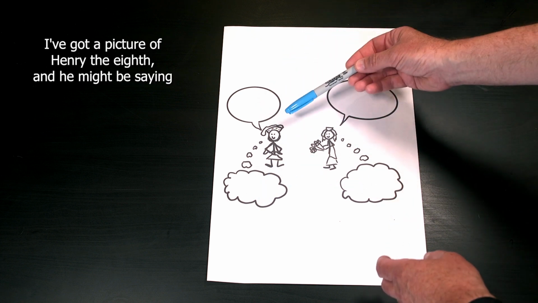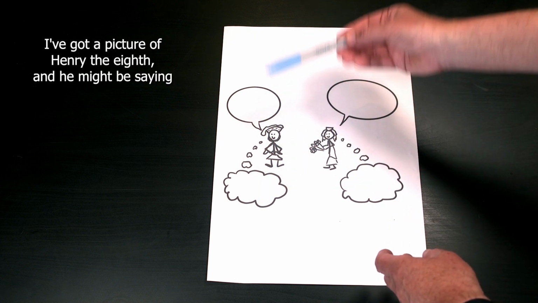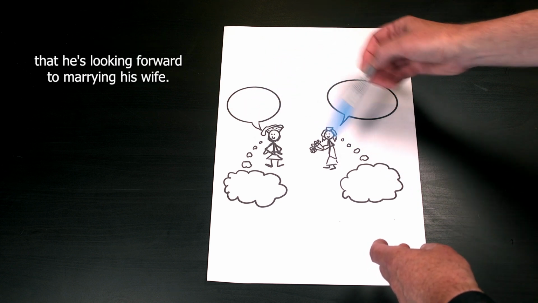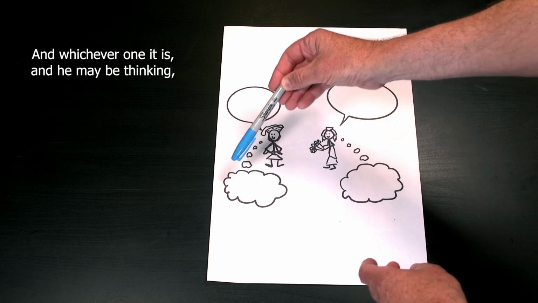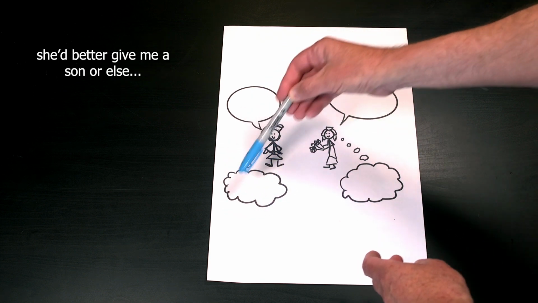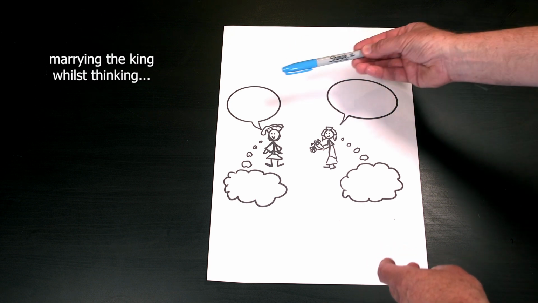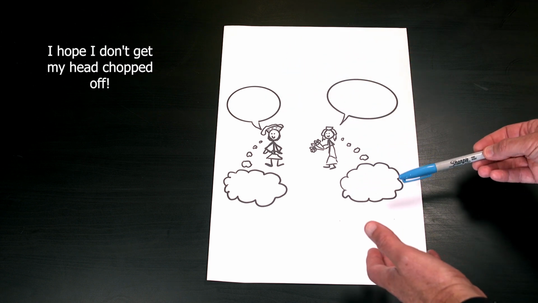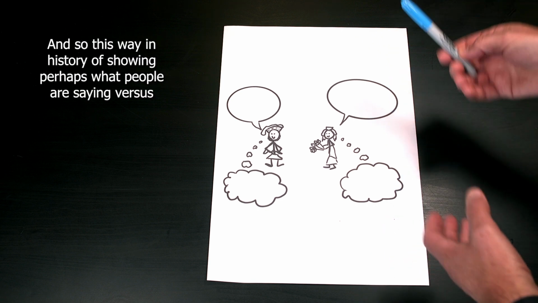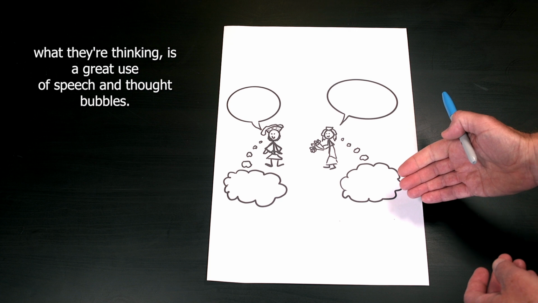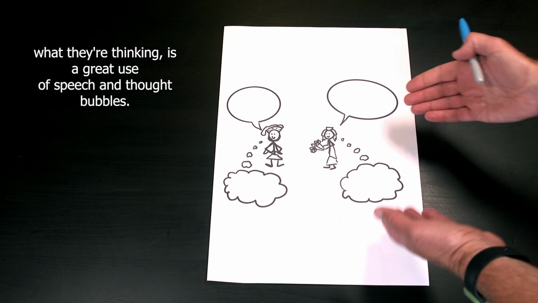I've got a picture of Henry VIII. He might be saying that he's looking forward to marrying his wife, and whichever one it is, and then he may be thinking she'd better give me a son or else, and she might be saying this is going to be great, marrying the king, whilst thinking I hope I don't get my head chopped off. So this way in history of showing perhaps what people are saying versus what they're thinking is a great use of speech and thought bubbles.